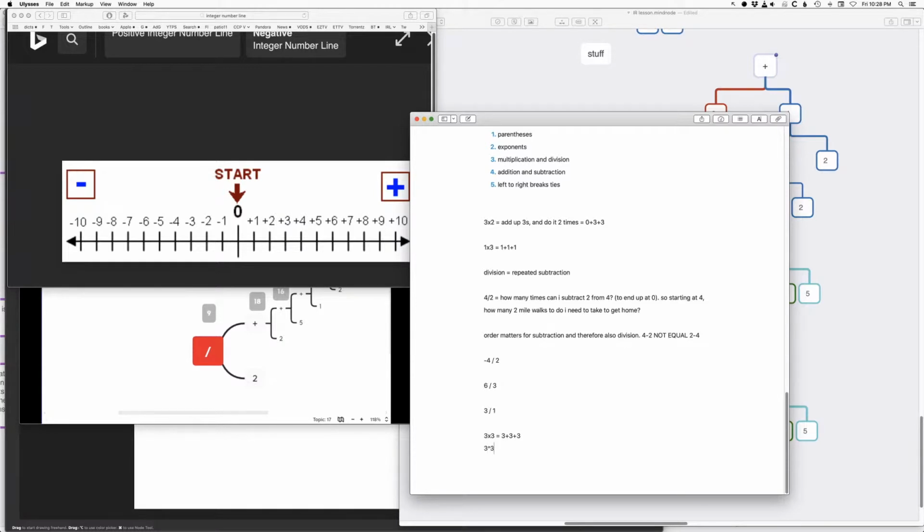Okay, and then do you know what exponents are? No. Okay, well, in short, they're repeated multiplication. This little symbol here is the exponent symbol, and 3 exponent 3 means 3 times 3 times 3. So it's a higher level version. Multiplication is repeated addition, and then exponents are repeated multiplication.